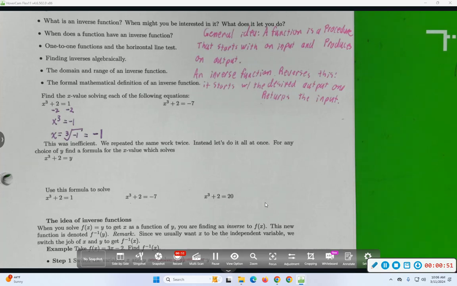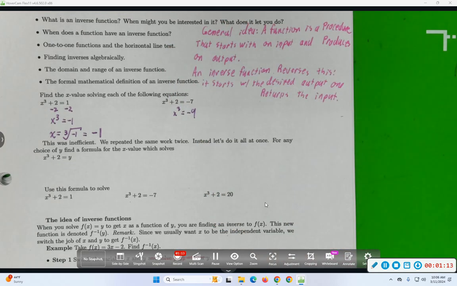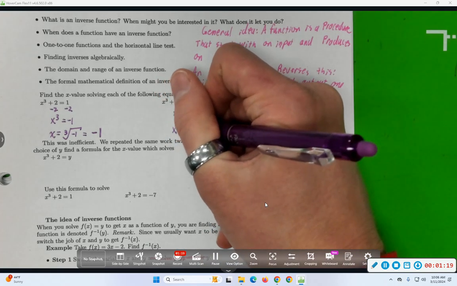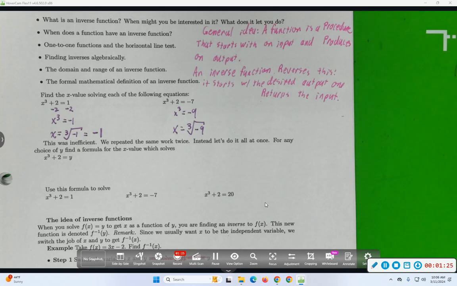x cubed plus 2 equals -7. How would you solve that? Subtract 2 to the other side, giving me x cubed equals -9. Giving me a cube root of -9. Do you know a cube root for -9? No, but you can do something with the negative.